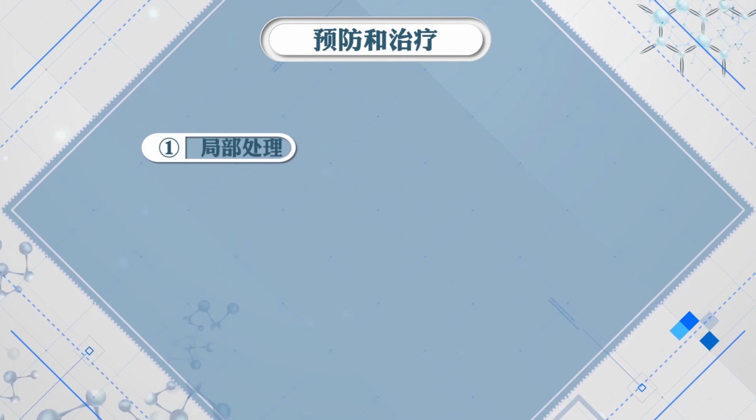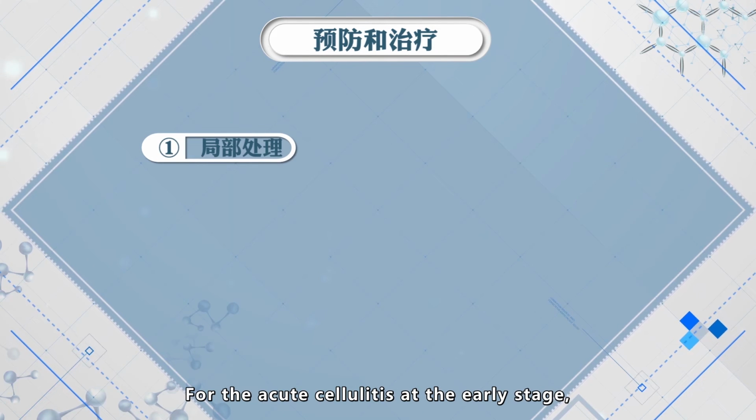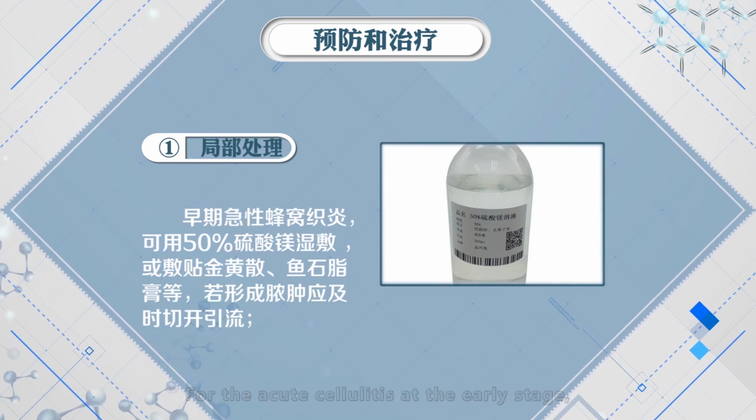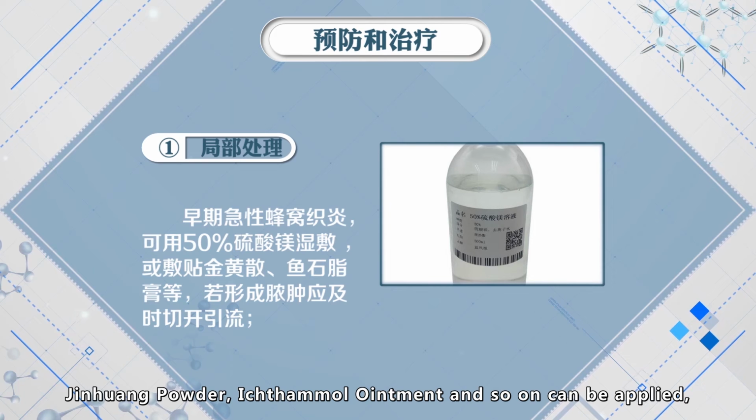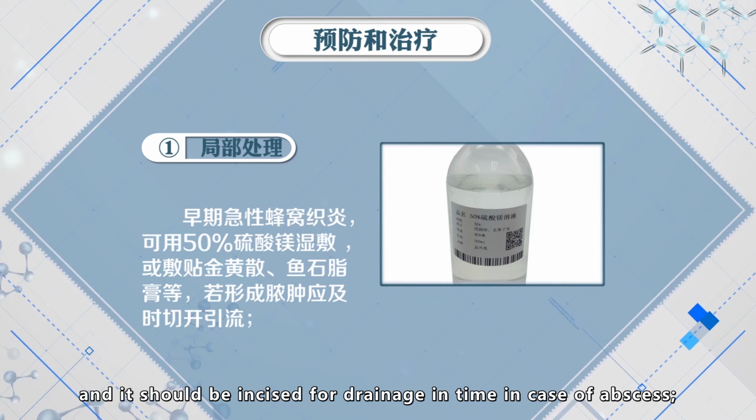Local treatment. For the acute cellulitis at the early stage, 50% magnesium sulfate for wet compress, Jinhuang powder, Ichthammol ointment, and so on can be applied, and it should be incised for drainage in time in case of abscess.